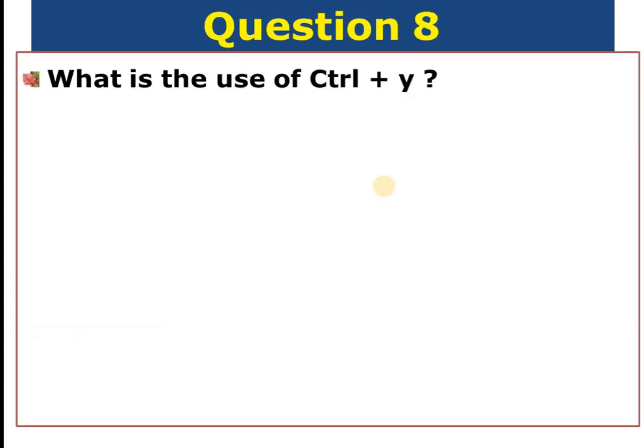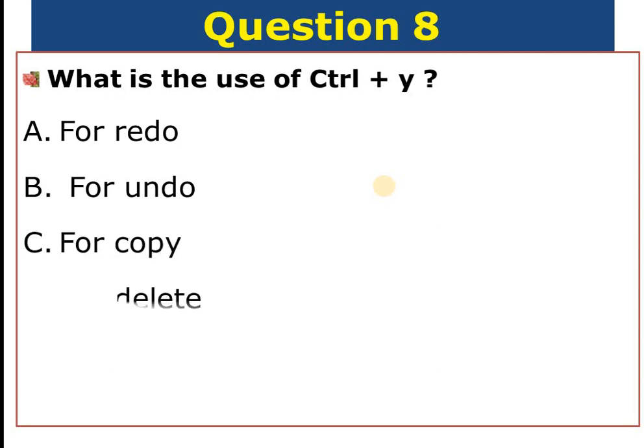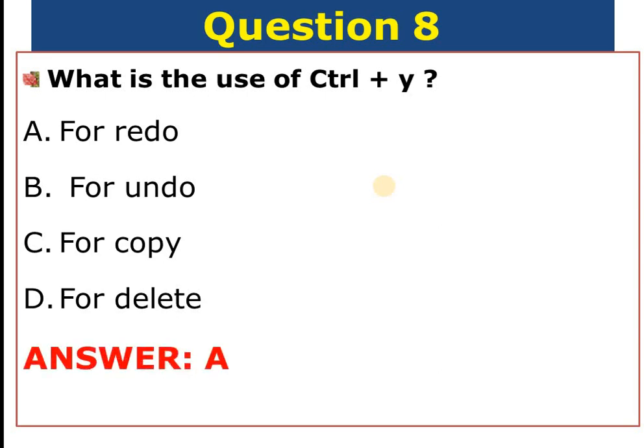Question number 8. What is the use of Ctrl plus Y? A. For redo, B. For undo, C. For copy, D. For delete. The answer is choice A. For redo. Ctrl plus Y is for redo.